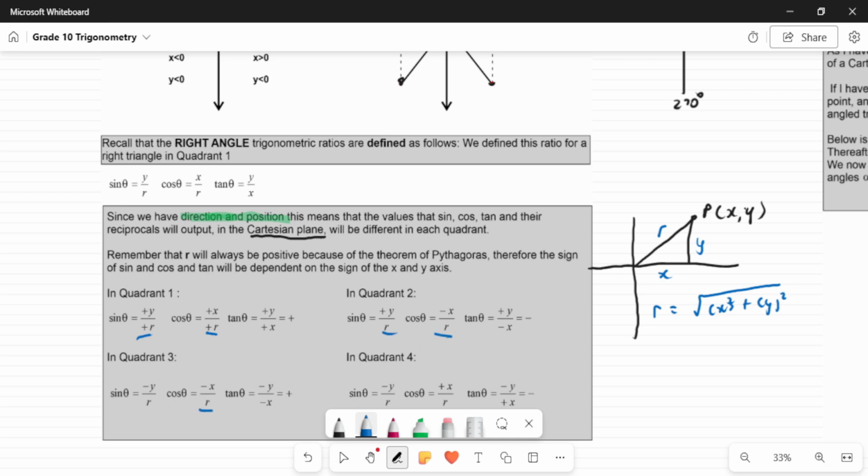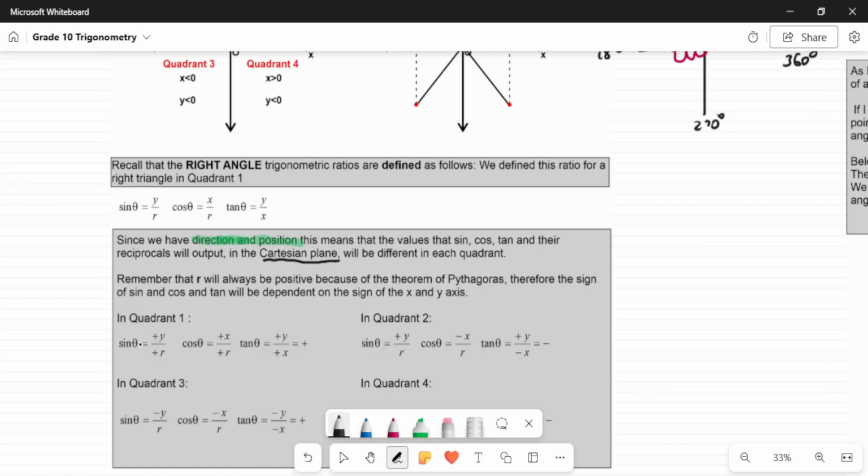But what changes? It's the x and the y. So if you have a positive over a positive, then overall that'll be positive. But if you have a negative over a positive, then overall that'll be negative. Understood? So that's the reason why the value of these trigonometric ratios in different quadrants will be dependent on the sign of x and y, is basically what we are saying, right? So therefore we say in quadrant 1, sine is positive, cos is positive because it's a positive over a positive, tan is positive. In quadrant 2, sine is positive, cos is negative because the x is negative, and tan is negative because the x is negative.